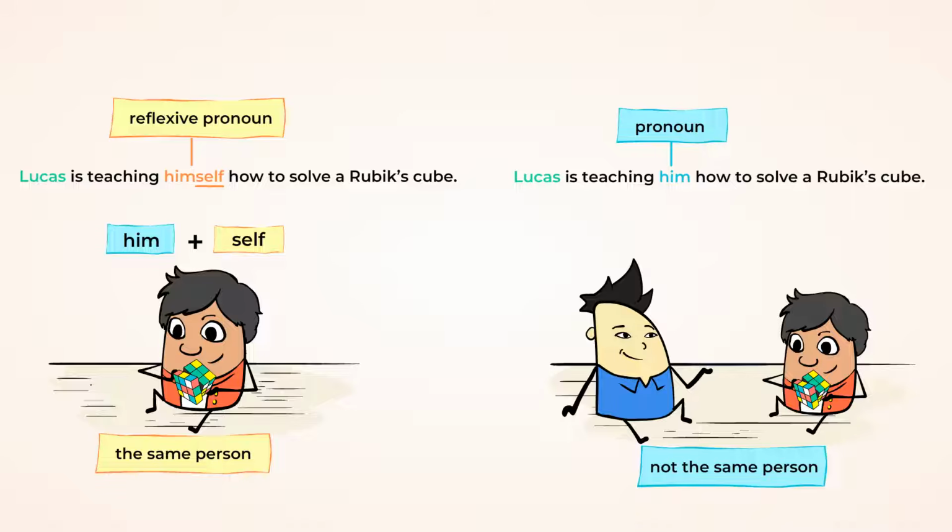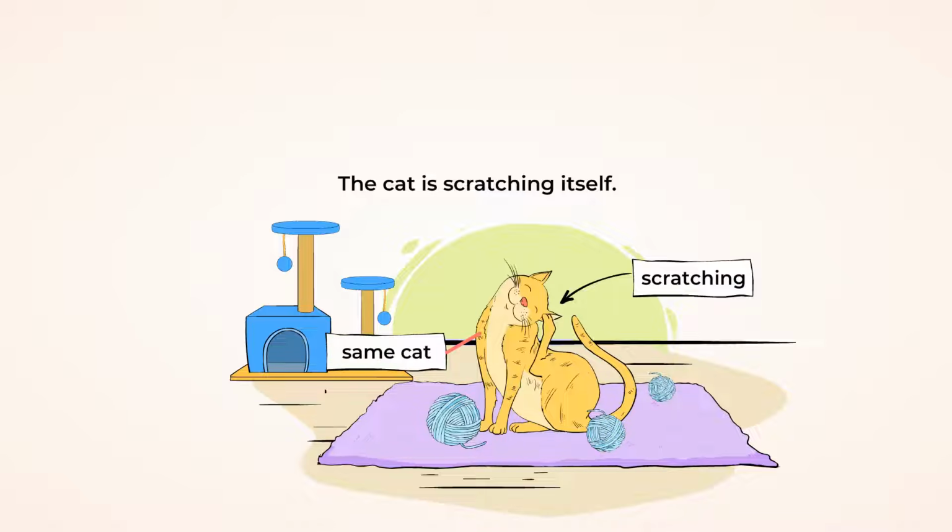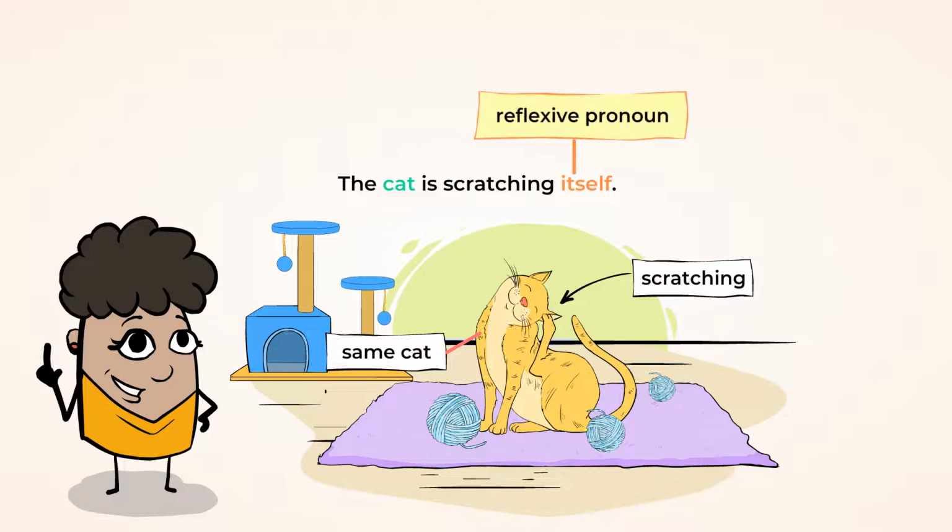We use reflexive pronouns when the person or thing doing an action is the same person or thing later in the sentence. The cat is scratching itself. The cat is doing the action of scratching, and it's the same cat later in the sentence. That's why we need the reflexive pronoun itself.